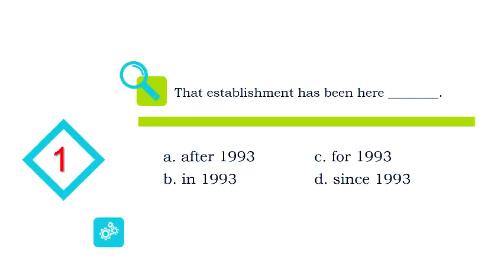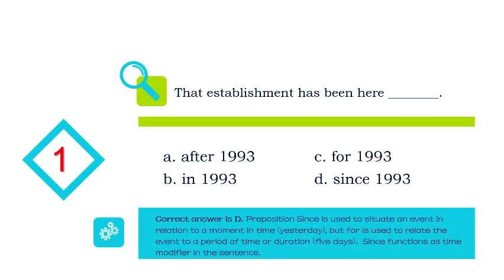That establishment has been here blank. A. After 1993. B. In 1993. C. For 1993. And D. Since 1993. If we are going to look at the stem, what we are looking here is a time. Therefore, the answer is letter D.